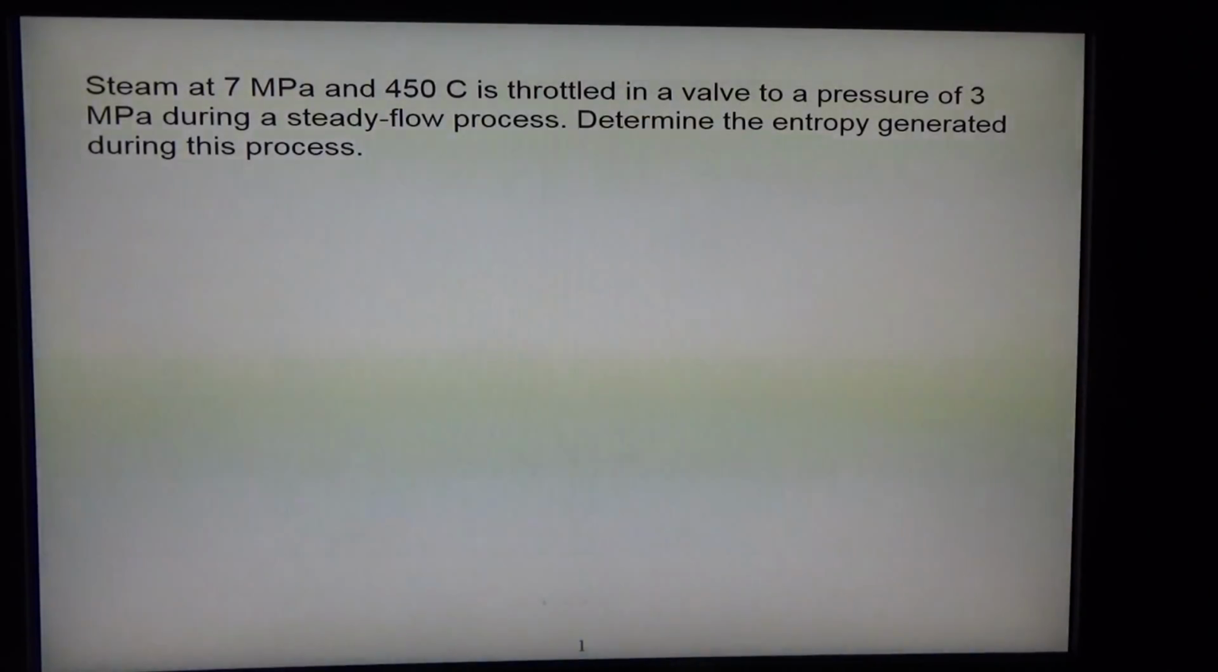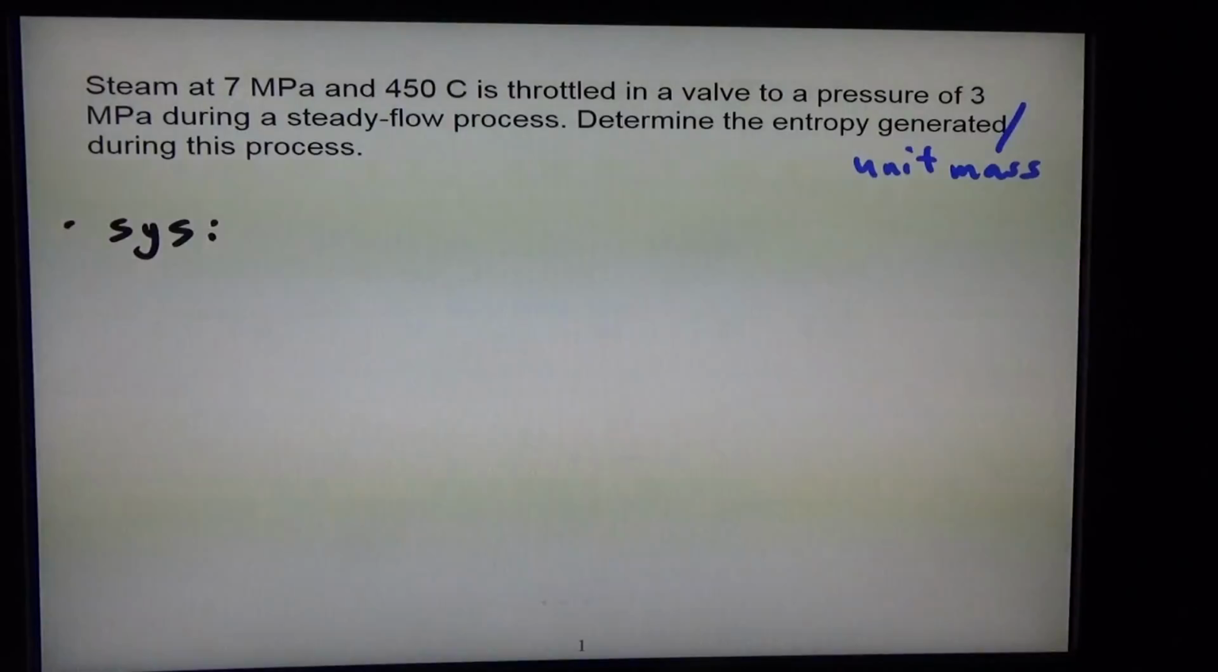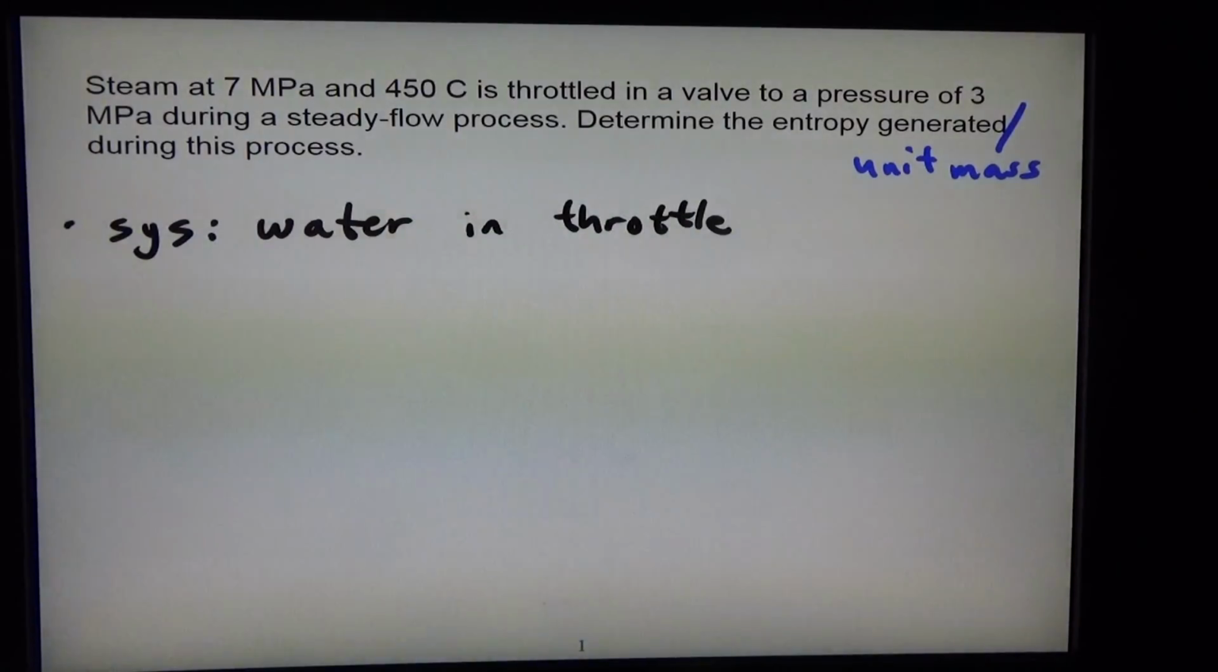There's actually a typo. This should be the entropy generated per unit mass during this process. So that's what the problem says. What we're going to do is set this problem up. Our system here is steam, but that's just water, and our device is a throttle. We're not required for exam 2 or the final to know about throttles. I'm just using this problem as an example for the second law, so don't worry about studying for throttle on the final.